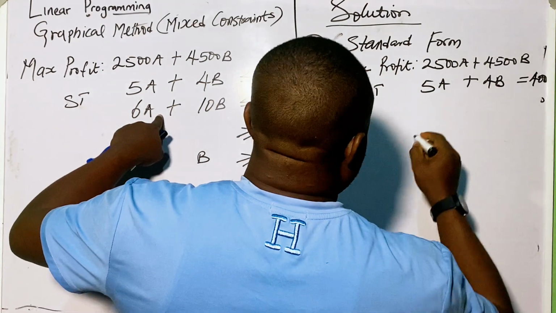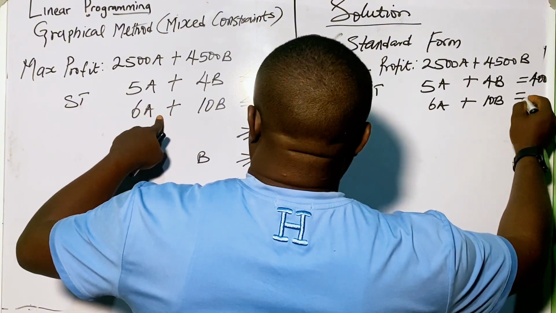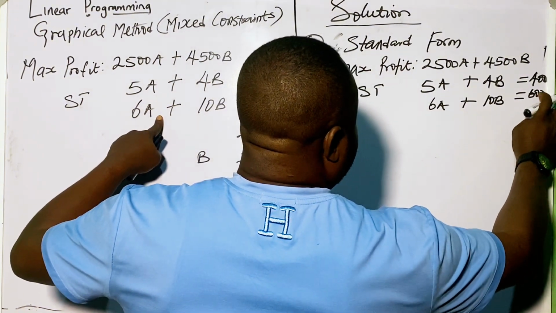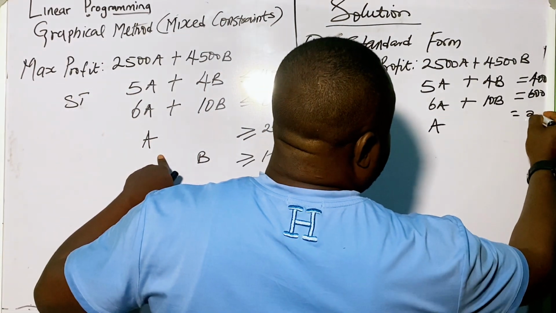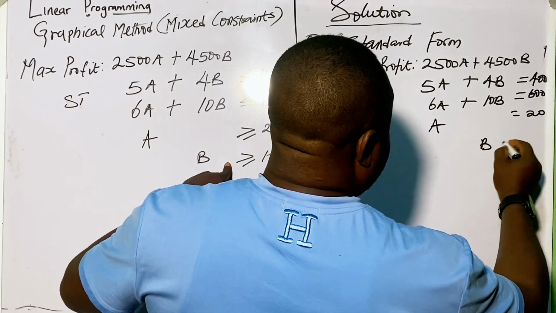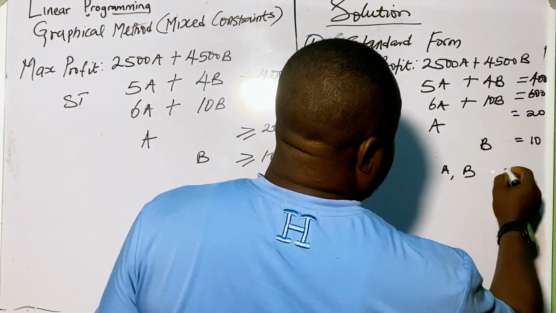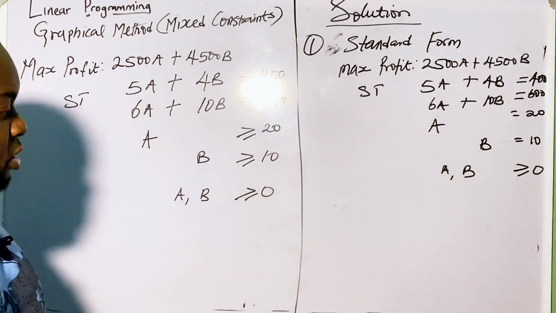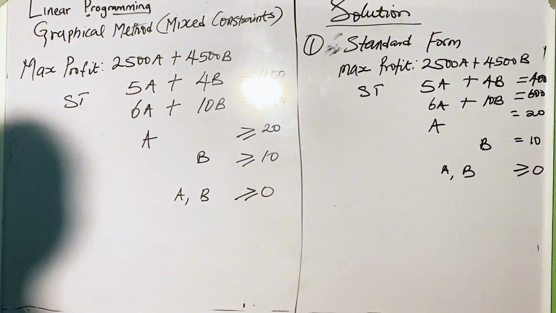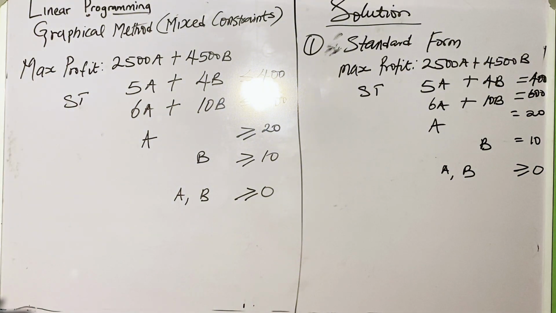Then 6A plus 10B will be equal to 600, where A will be equal to 20 and B equal to 10. Of course, A, B will be greater than or equal to 0. That's the non-negativity constraint. So the next step will be to compute our coordinates that we use in graphing the constraints.